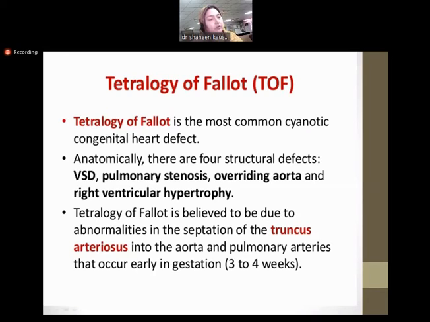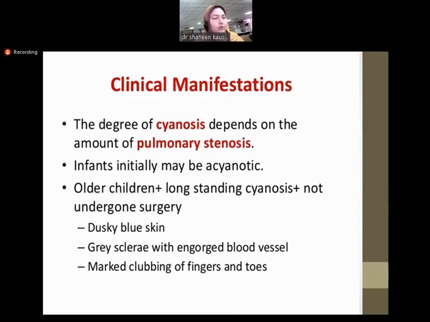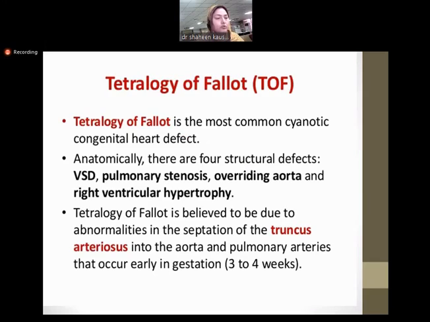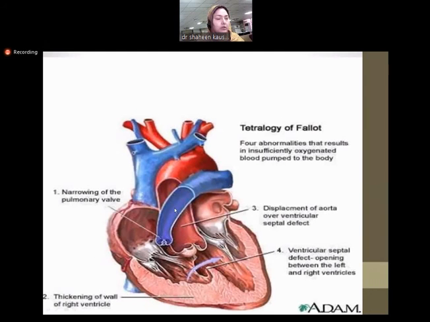Tetralogy of Fallot is believed to be due to an abnormality in septation of the truncus arteriosus into the aorta and pulmonary arteries, which occurs early in gestation, in the third and fourth week. The degree of cyanosis depends upon the amount of pulmonary stenosis. If the pulmonary stenosis is less severe, blood goes to the pulmonary circulation for oxygenation. But if it is more stenotic, less blood goes to the pulmonary circulation, so there is less oxygenation, more hypoxia and cyanosis.